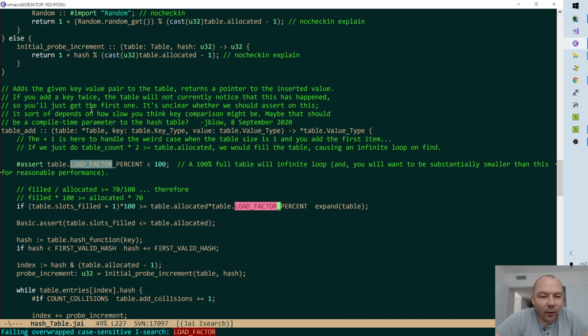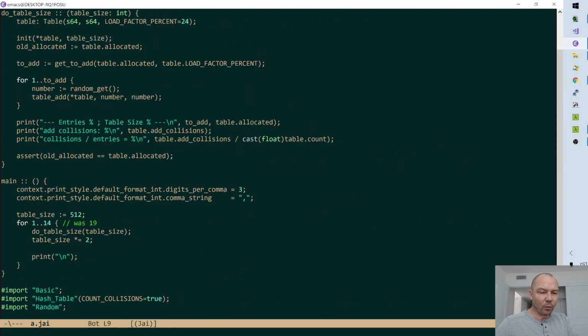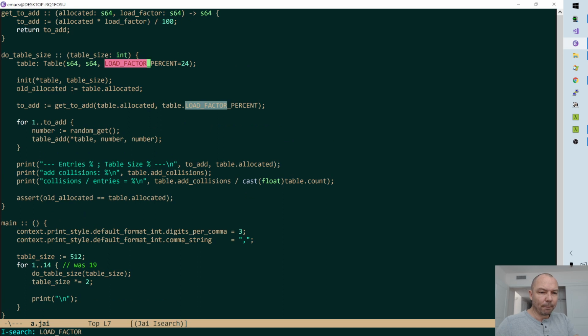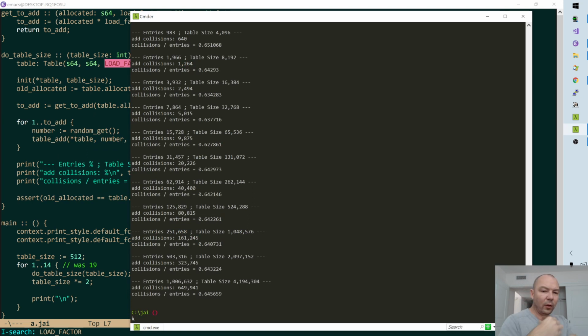That's literally all there is in the entire file. So it's probably an artifact of the way my user code is doing something, right? It's probably not the table. So we say allocated times load factor divided by 100. I mean, that gives us these results, and these are in line with what we expect. They're about a quarter of the table size.